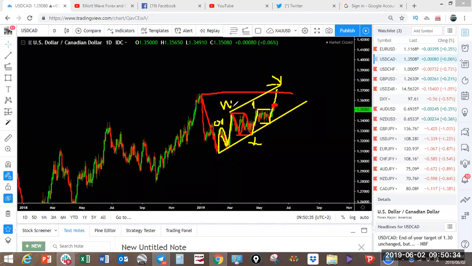What did I want to fix here? I wanted to fix this W, so you can see it clearly. That's a W here, W here. Okay, and this needs to be labeled with a different degree. Okay, and that should actually be a red ABC there. A, B, that's the C that you're looking for here on US dollar CAD. All right.